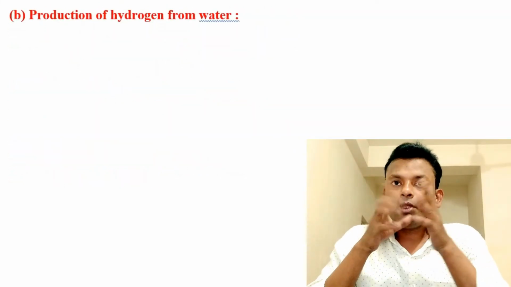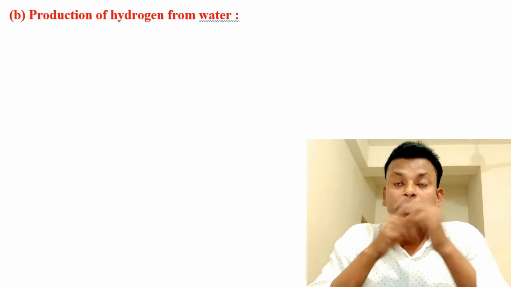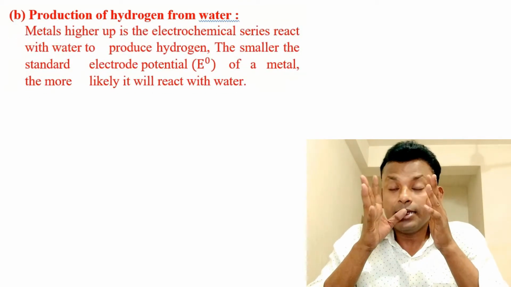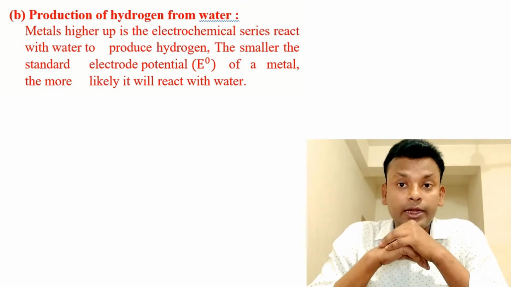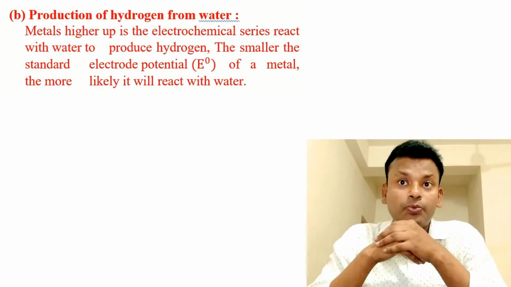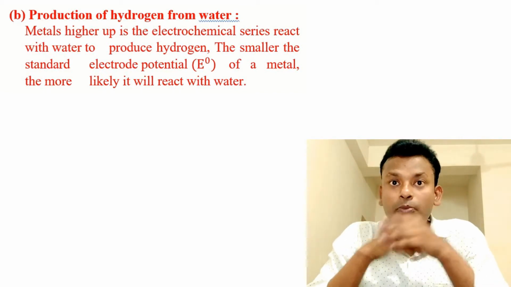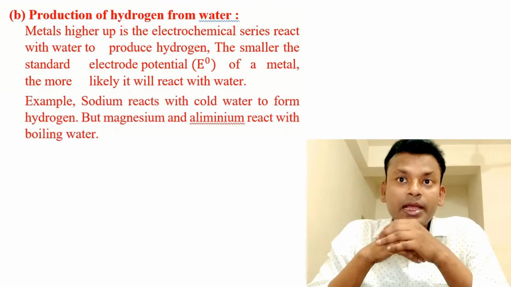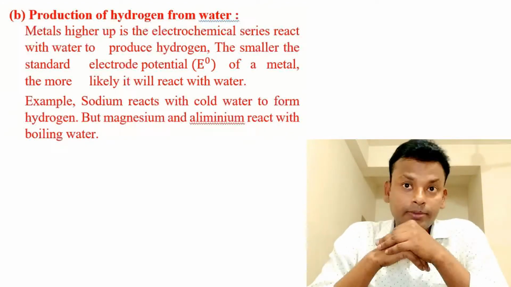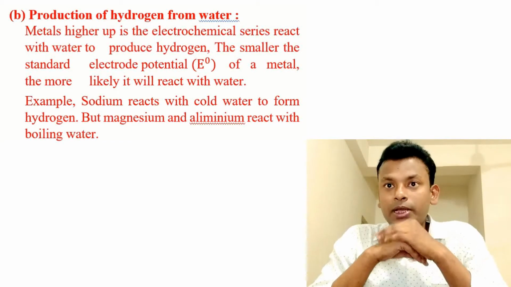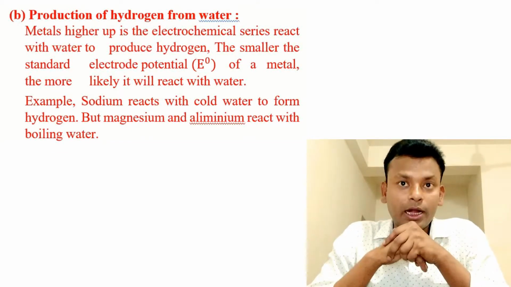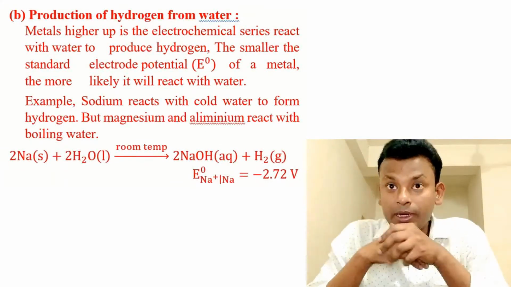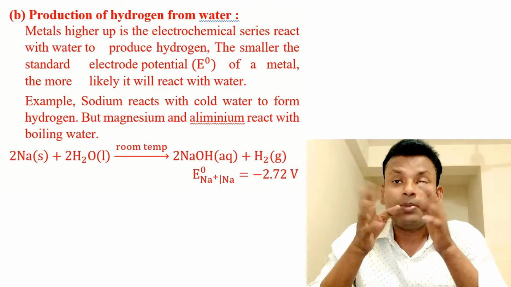Point B. Production of hydrogen from water. Metals higher up in the electrochemical series react with water to produce hydrogen. The smaller the standard electrode potential of a metal, the more likely it will react with water. For example, sodium reacts with cold water to form hydrogen, but magnesium and aluminium react with boiling water. This is the reaction: 2Na plus 2H2O at room temperature gives 2NaOH plus H2.